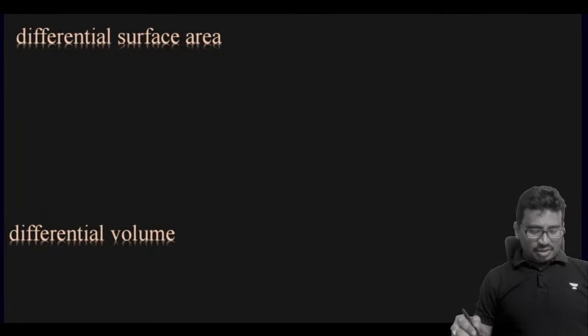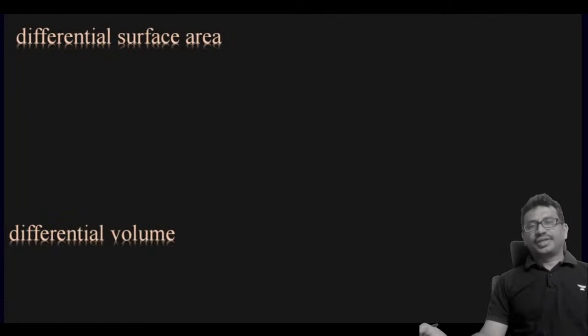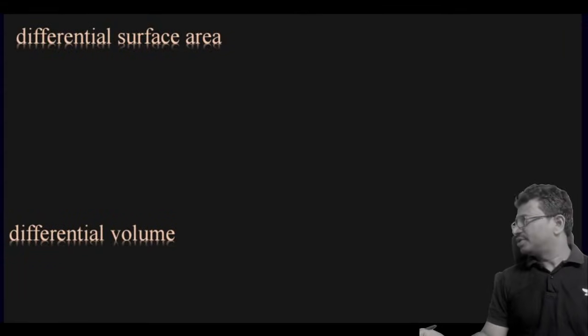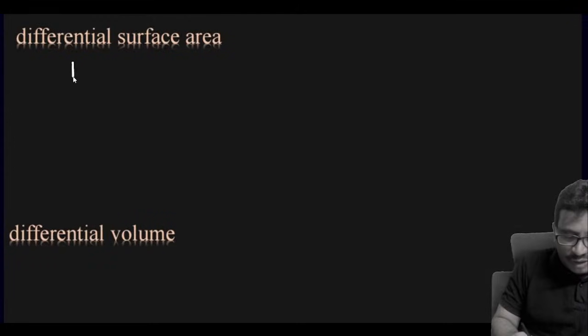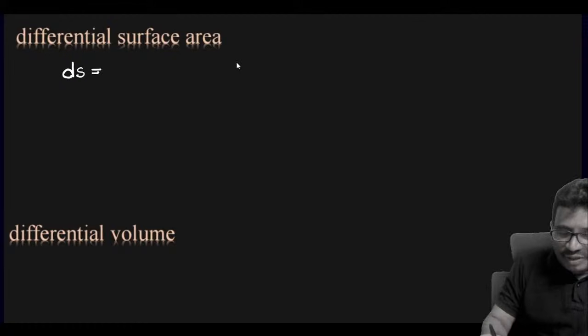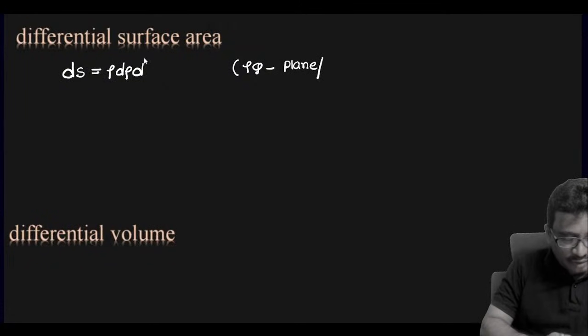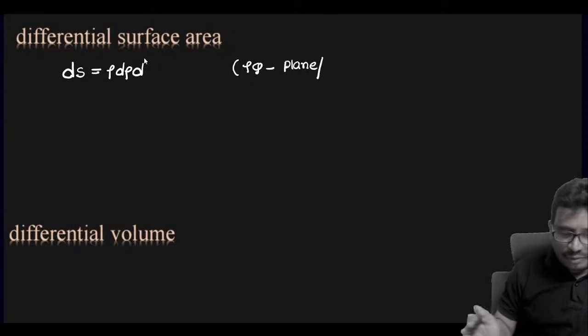Right. Next, differential surface area. The differential surface area in case of a cylindrical system can be given as, what tell me now here, ds. If they are asking about the rho phi plane, the change in length along the phi direction is rho d phi. So it will come as rho d phi into what we can say, this is az cap.